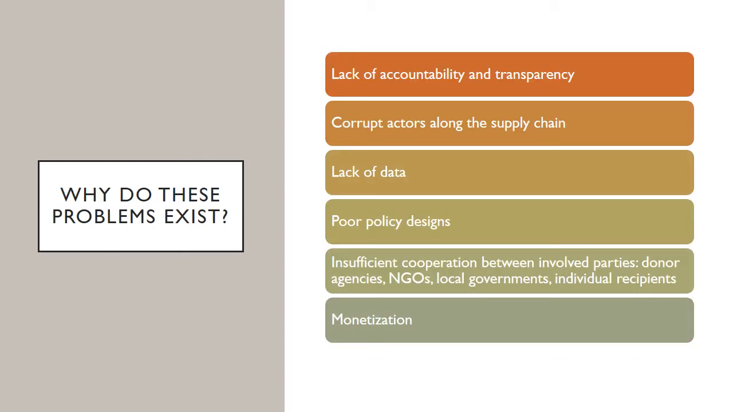So why do these problems exist? First, lack of accountability and transparency, which paves the way for corrupt actors along the supply chain to take advantage for their own benefit. There's a lack of data that can be used by donor agencies to efficiently allocate and distribute food aid. There's poor policy designs in place, insufficient cooperation between involved parties, and monetization.